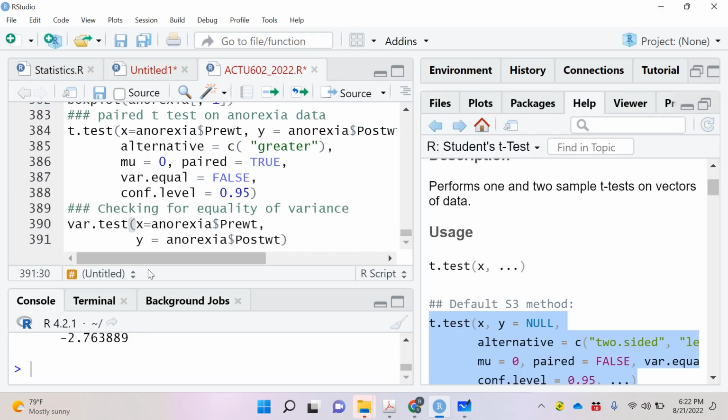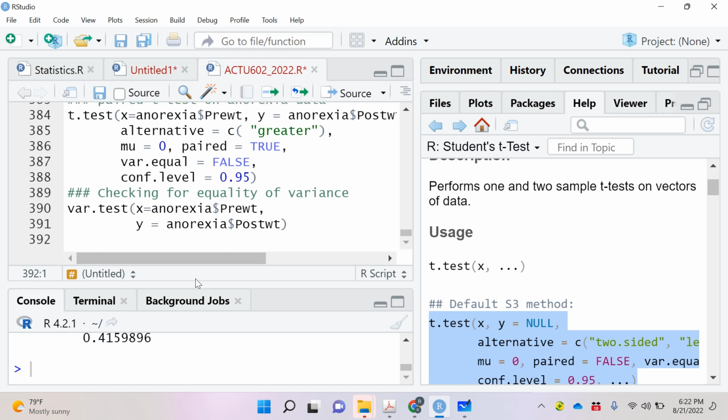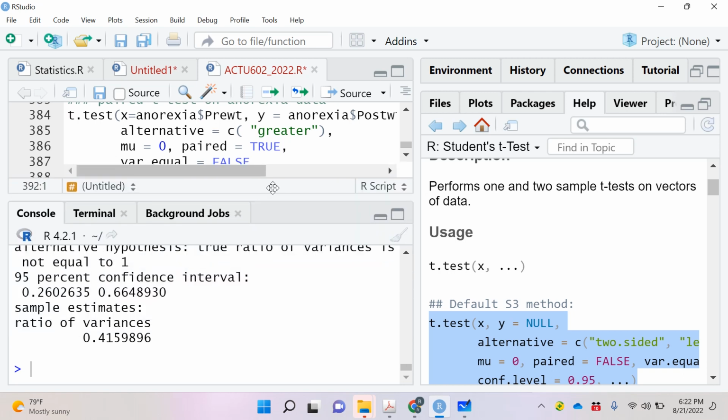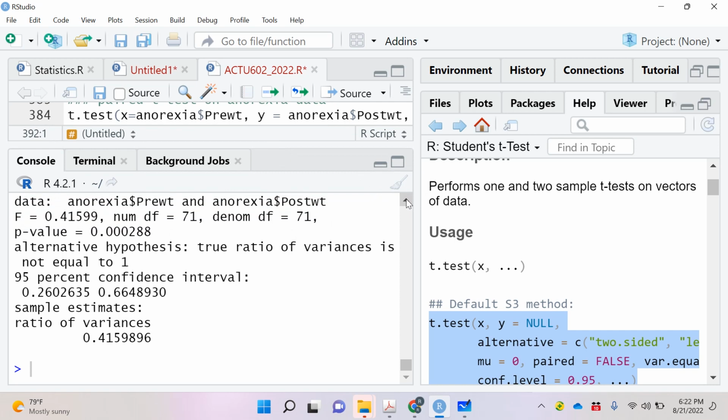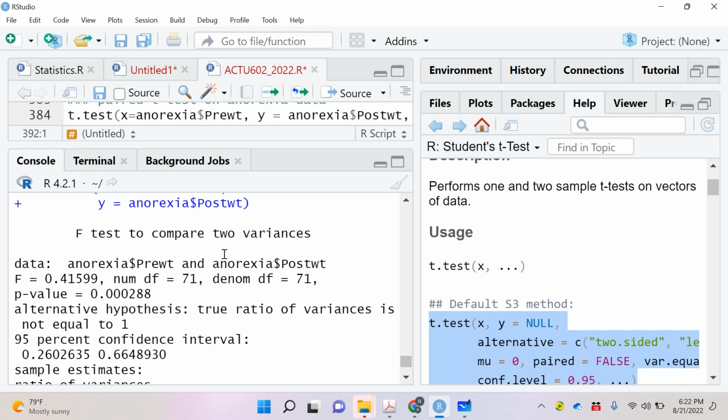Okay. Now let's do this. Remember, that is a ratio test. That's the result: F test to compare two variances. Now the data has been given. The F value is quite small. Remember, in the F test you reject for large values, right? When we do the F test, we only reject for large values. Okay. So look at the p-value. At 0.005, will you reject the null hypothesis or fail to reject it?